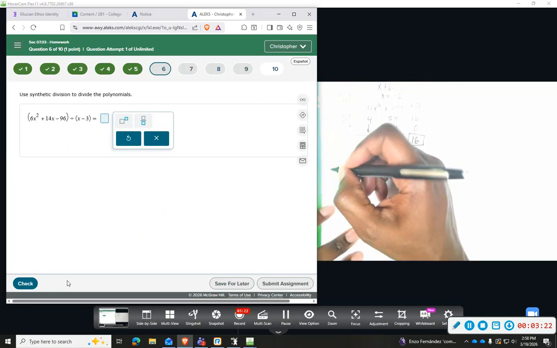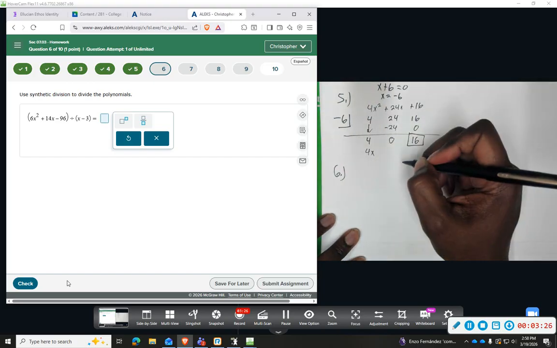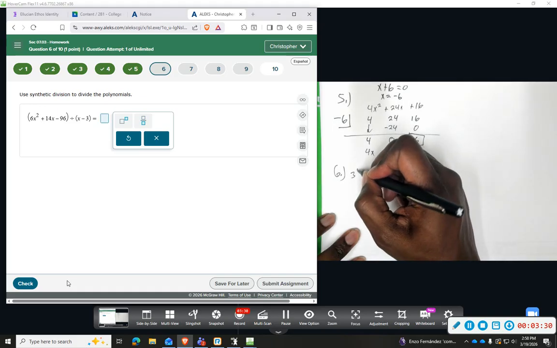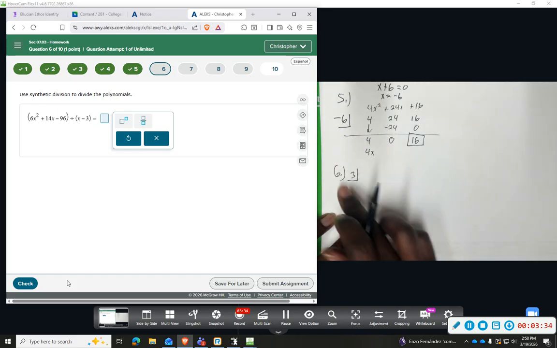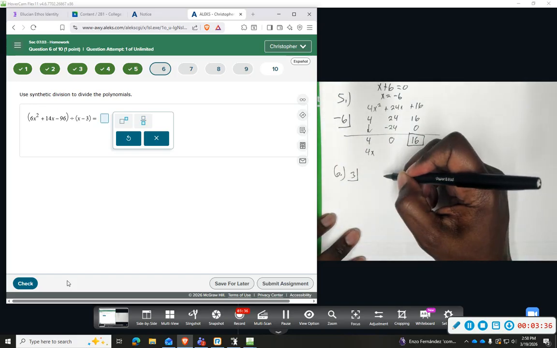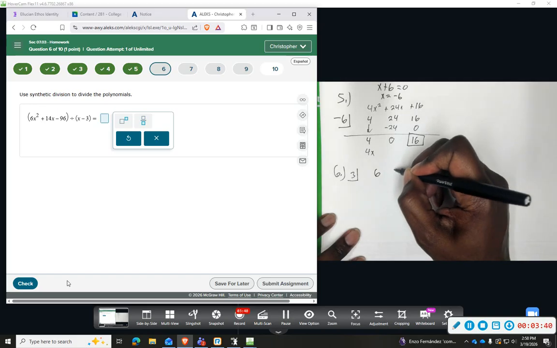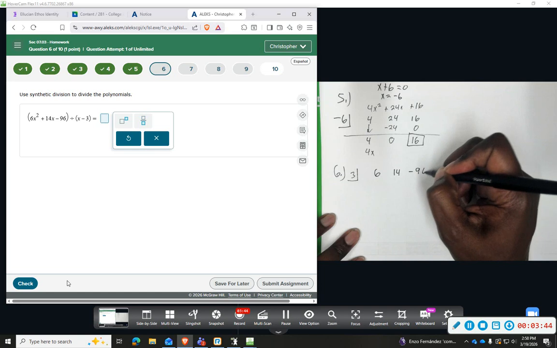Another synthetic division problem. So I'm going to go ahead and do x minus 3. We'll put a 3 in the box. If you think about that, you're just using the opposite sign when it's a linear, no coefficient in front of that. The coefficients are 6, 14, and -96.